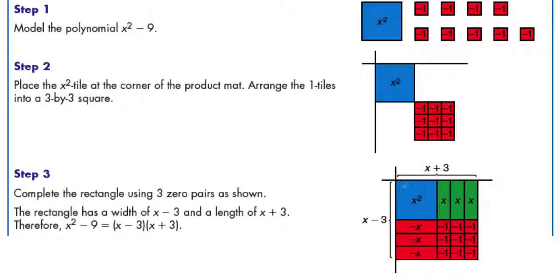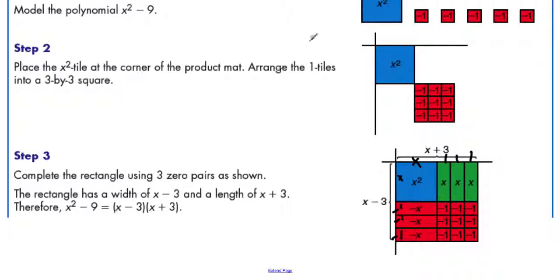If you notice, this one is x minus 3, because this is an x right here, and this is negative 1, negative 1, negative 1. That's why it's x minus 3. And this is an x right here, and this is 1, 1, 1, which makes it x plus 3. And we have factored our x squared minus 9 as quantity x minus 3 times quantity x plus 3.